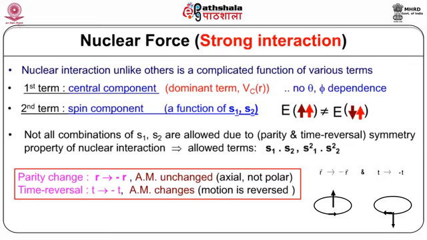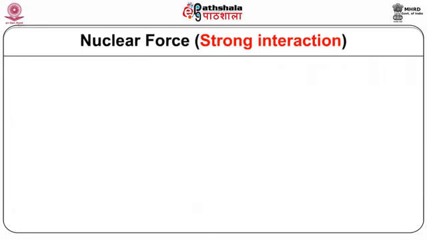Now, what is the meaning of parity change? That is, when r is changed to minus r, angular momentum is unchanged. Time reversal symmetry means when t is changed to minus t, angular momentum changes. That is, the motion is reversed. We are discussing the various components in nuclear force, or nuclear interaction.